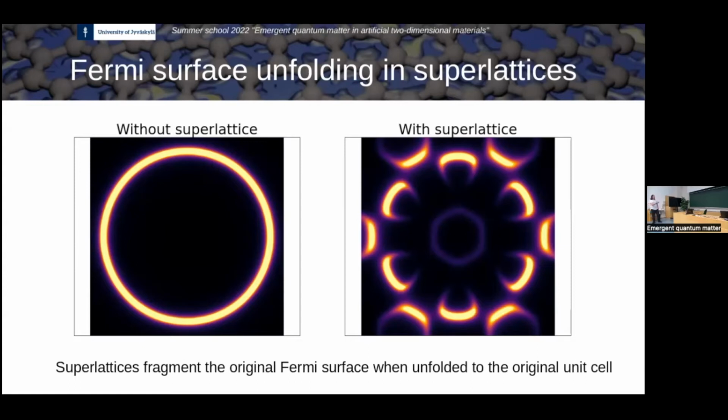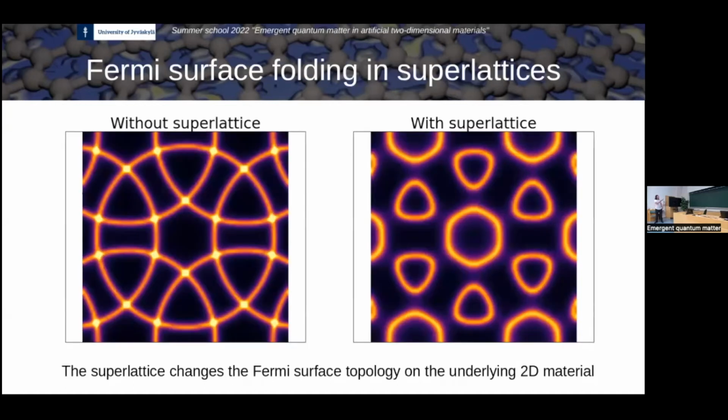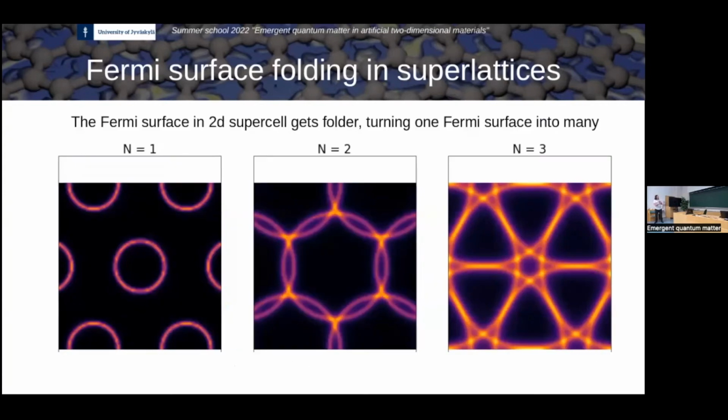Let me emphasize that this is not just a mathematical trick to revisualize the Fermi surface. This is exactly what you would see if you do angle-resolved photoemission spectroscopy in a moire material. When you do ARPES, what you are actually measuring is the Fermi surface in the unfolded unit cell, right? So if you do ARPES in a triangular lattice without a moire potential, you are not going to see this folded Fermi surface. The Fermi surface that you are going to see is the unfolded one.